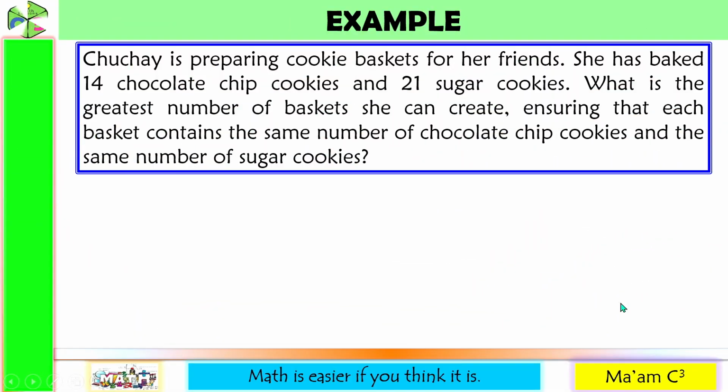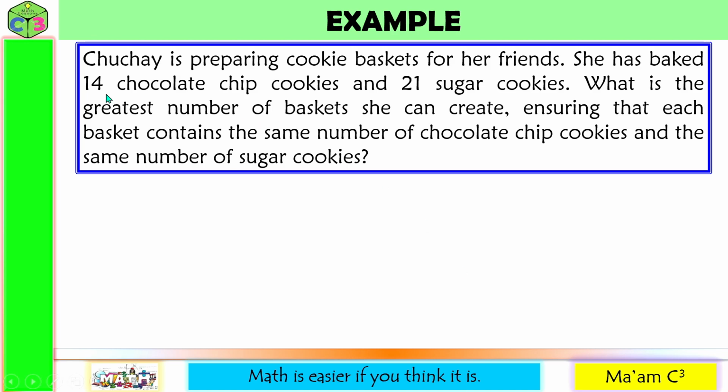Chu Chai is preparing cookie baskets for her friends. She baked 14 chocolate chip cookies and 21 sugar cookies. What is the greatest number of baskets she can create, ensuring that each basket contains the same number of chocolate chip cookies and the same number of sugar cookies?